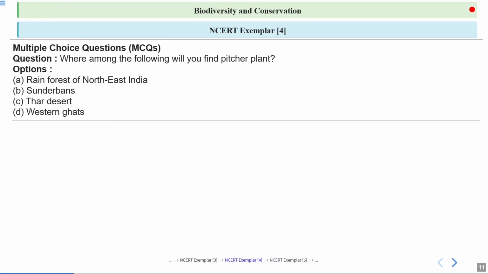Next question, where among the following will you find pitcher plant? The options are rainforests of Northeast India, Sundarbans, Thar Desert, and Western Ghats. So, what will be the correct answer?